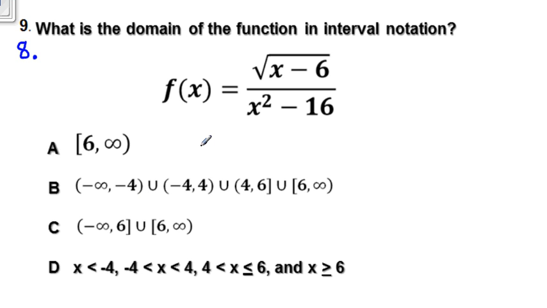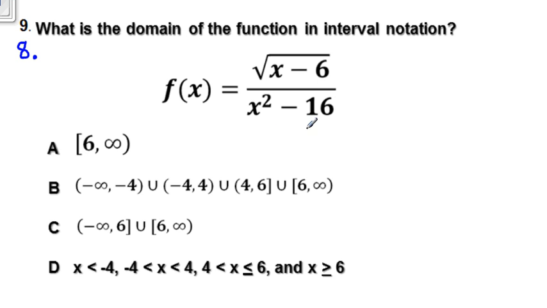What is the domain of the function in interval notation? And you have this square root of quantity x minus 6 in the numerator, and x squared minus 16 in the denominator. Well, really we have two different excluded domain situations, one in the numerator, one in the denominator. We'll see where we are.